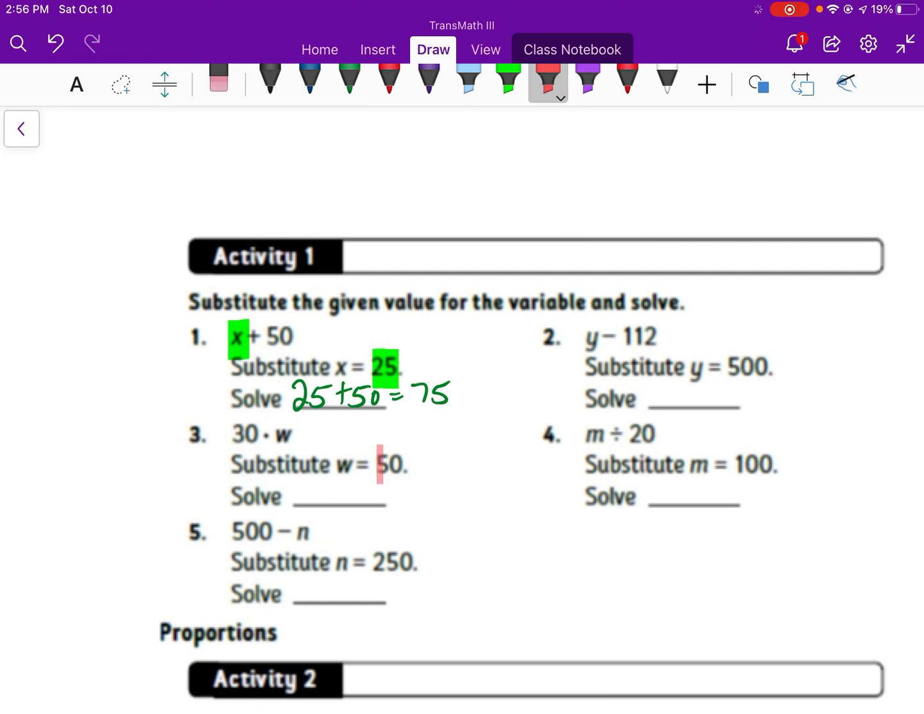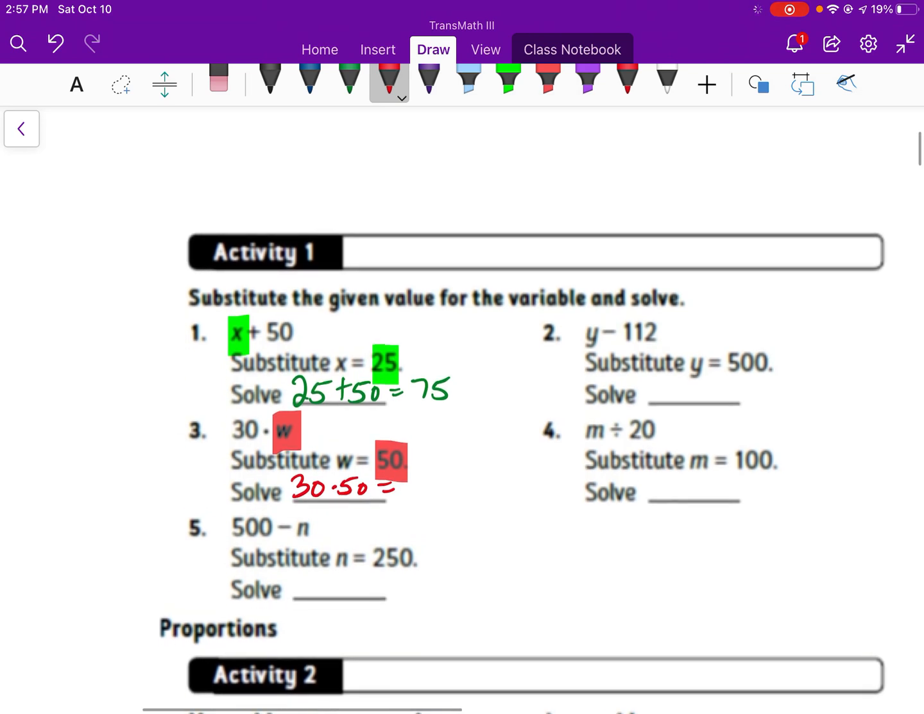Number 2, w is equal to 50. We're replacing w with 50. So that is saying 30 times 50. I know 3 times 5 is 15, but then adding the 2 zeros on top of there, 1,500. Number 5 there, and 250, replacing that in there. So that's saying 500 minus 250 to give me 250.